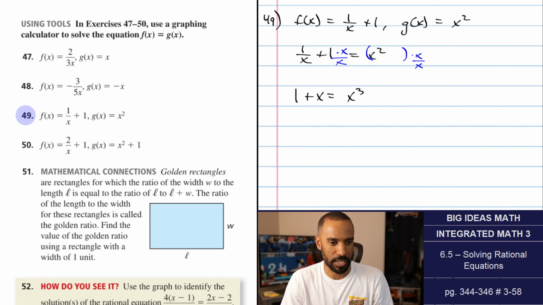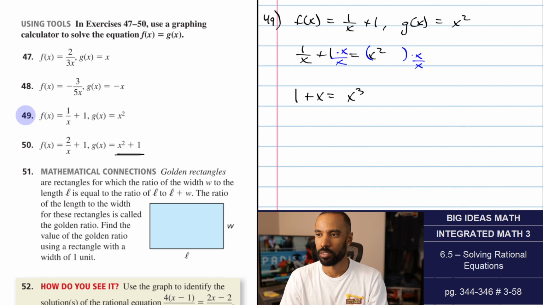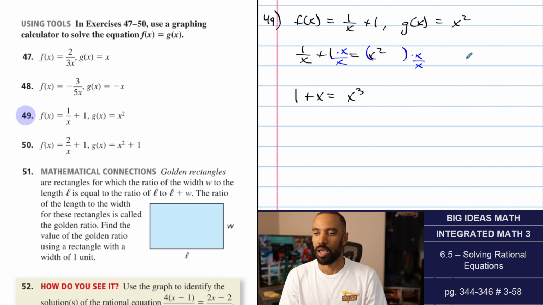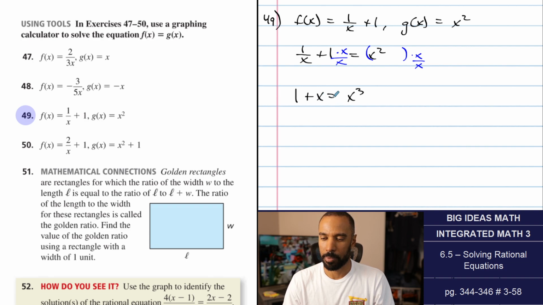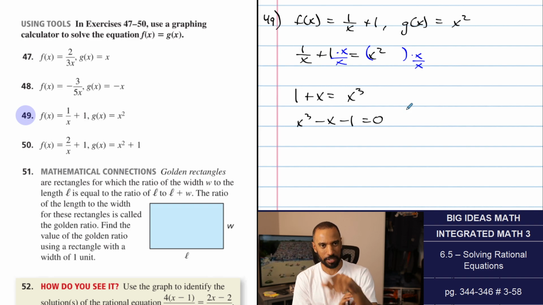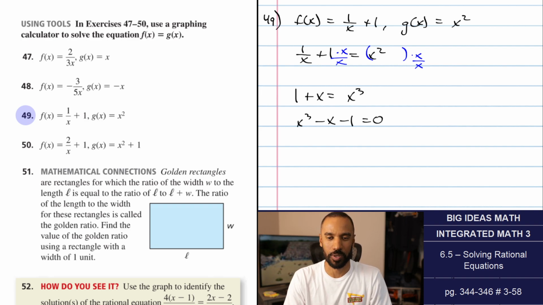The next problem says x squared plus 1 right there. That's the point of having this circle here. Why can't I see that? Anyway. All right, so now we get a common denominator. We have this. Now I have, ooh, this is where I might want to solve by graphing. Okay, they win. I'm using the graphing calculator on this one.